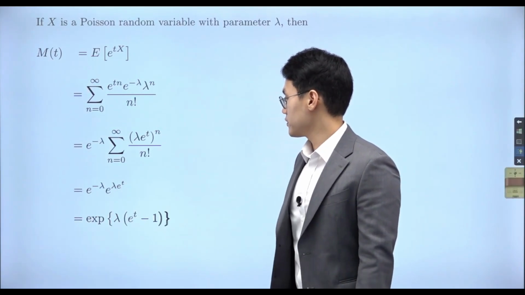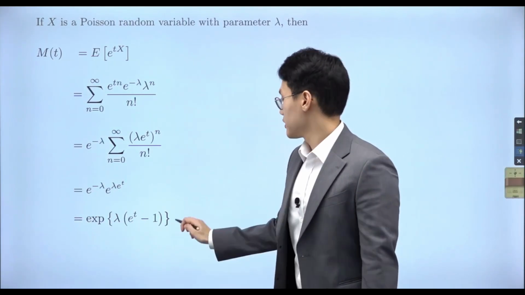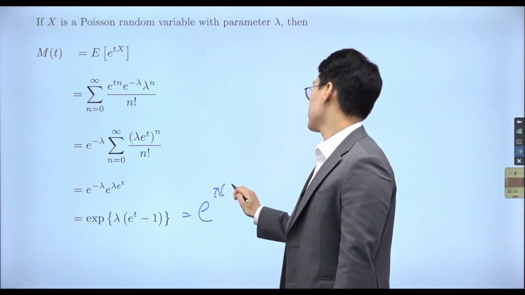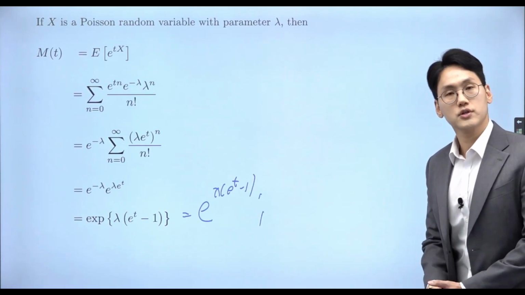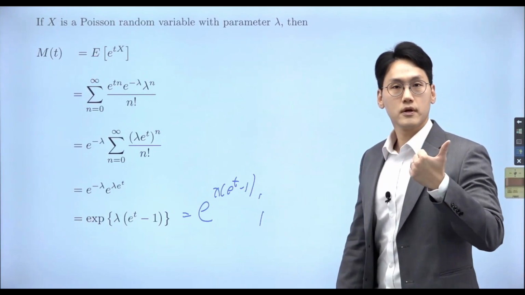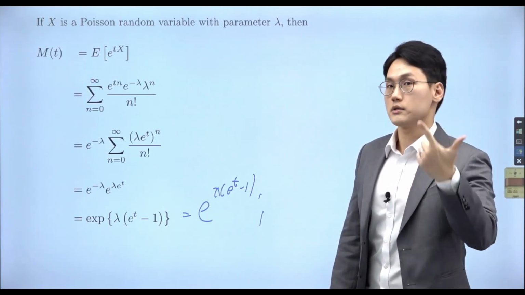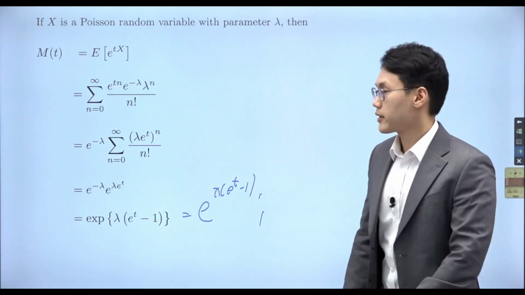You can just find the difference and then find the common factor of lambda. So this will be e to the power of lambda, e to the power of t minus 1. And why do we bother with this moment generating function? It can prove and find you the expected value as well as the variance if you use the derivative, okay?